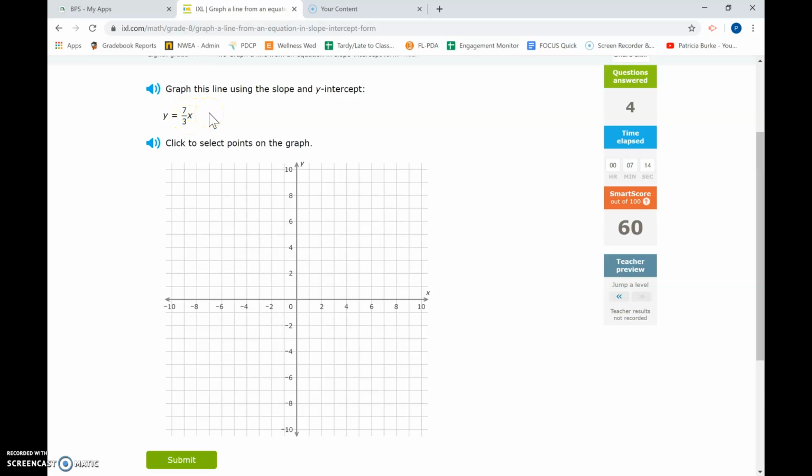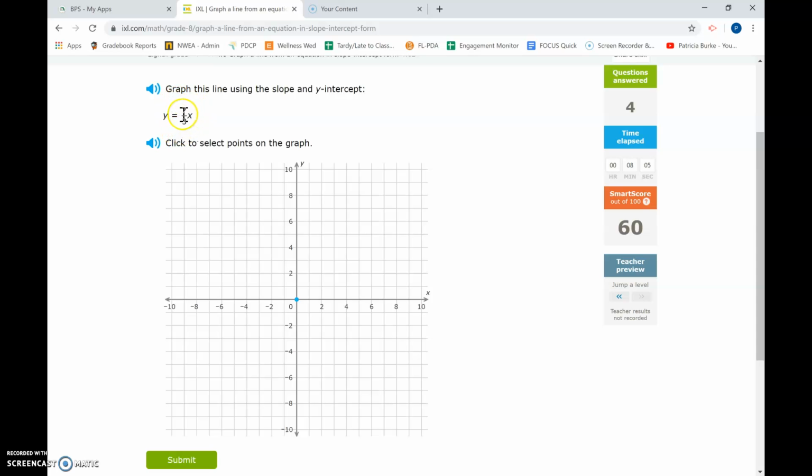But there's no b. Well, there's no b because b equals 0. So we can still graph that because look, there's nothing. There's no plus b, but b equals 0 because it's nothing. So your line crosses the y-axis at 0. So you put your point at 0. And it tells us we still have our slope here of 7/3.